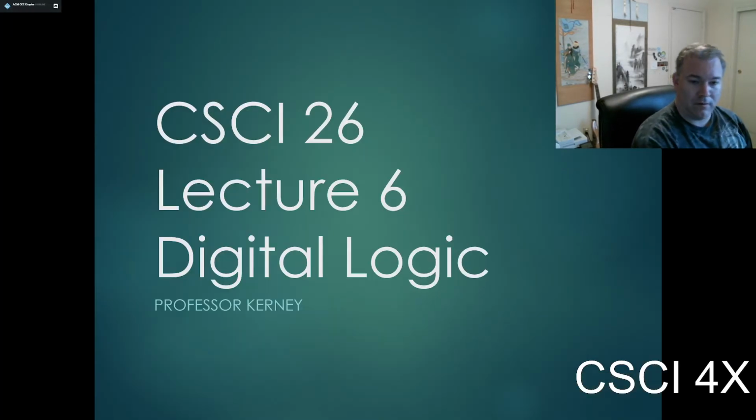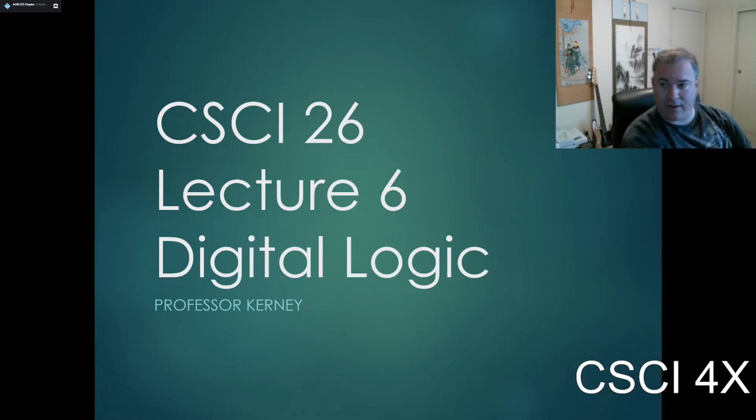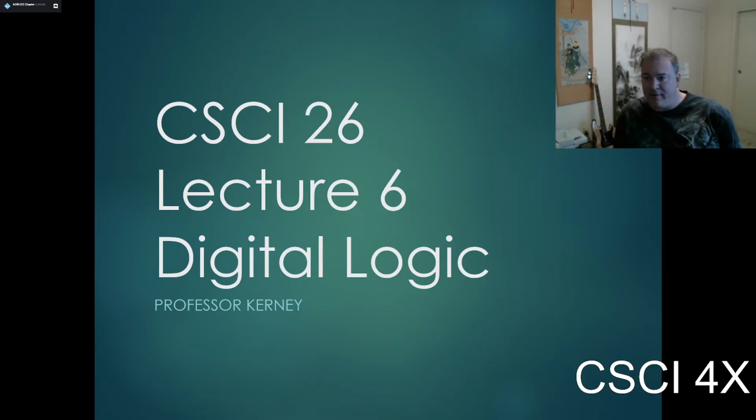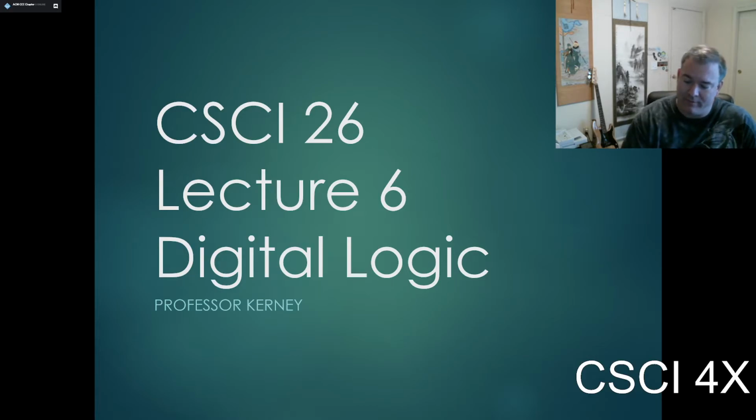CSI 45 is a class in which we do assembly programming and also talk about the lowest level of a computer that you need to worry about. Computer science people are software people, right? That's our primary focus. But you got to know a little bit of what goes on above you and what goes on below you. You know what I'm saying?